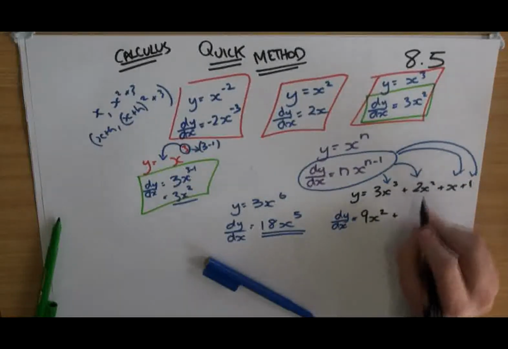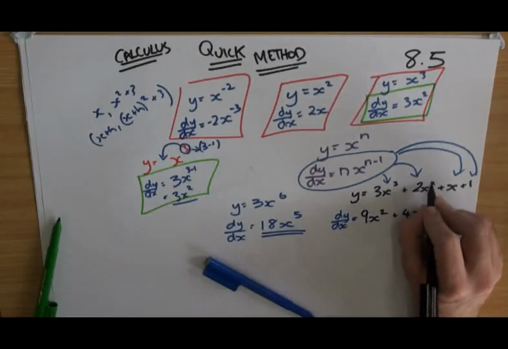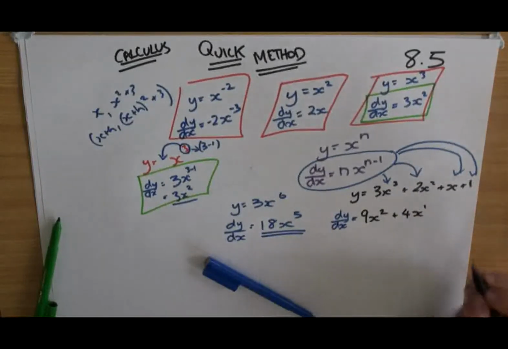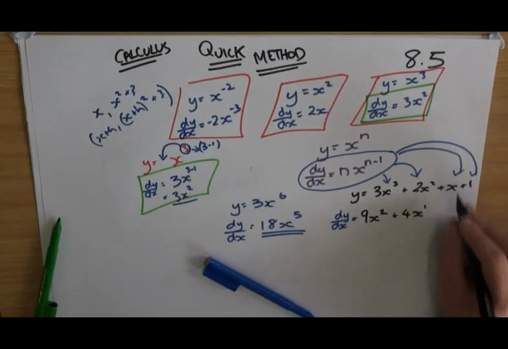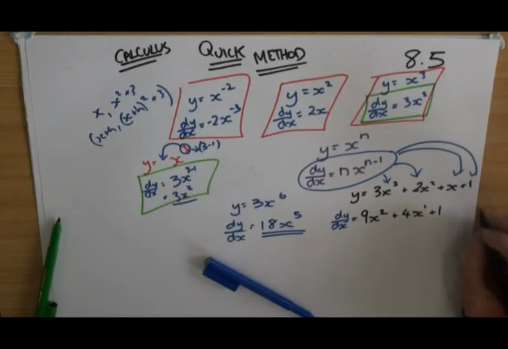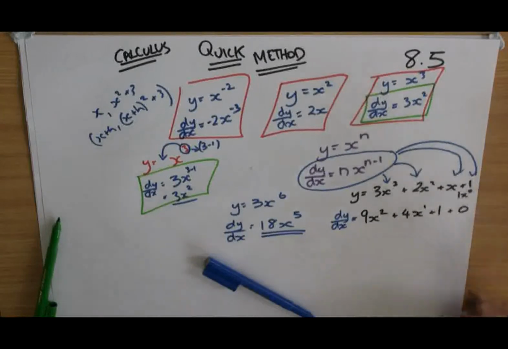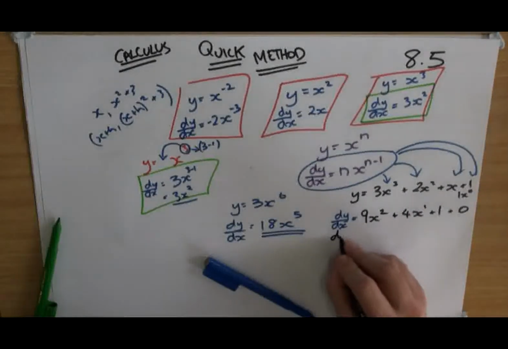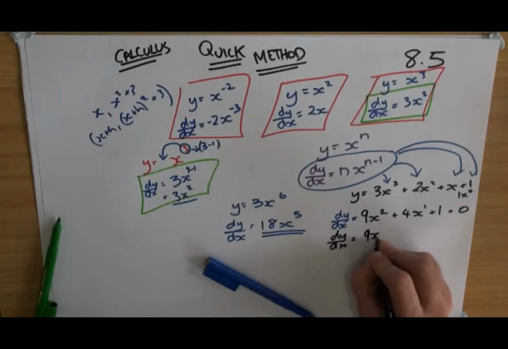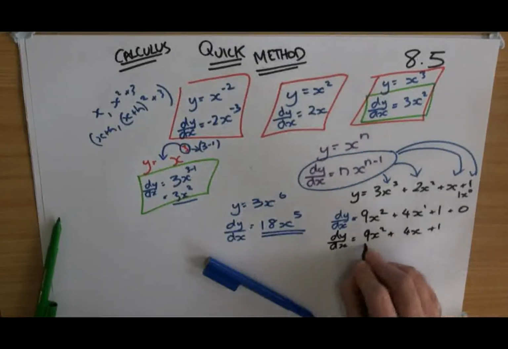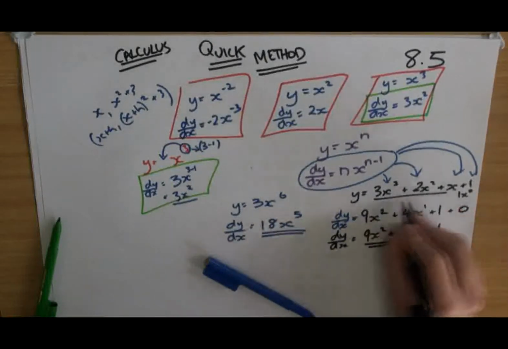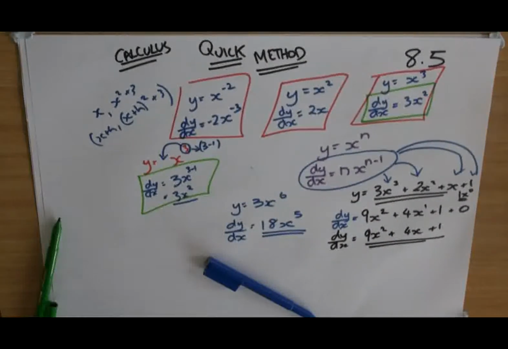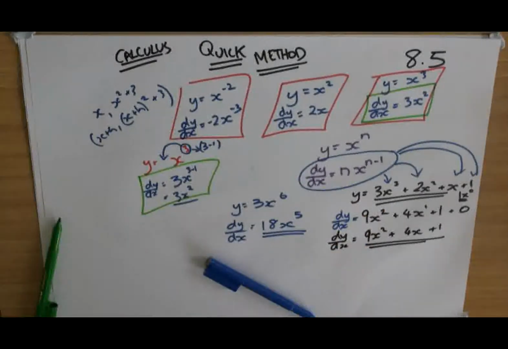Plus 2 comes down the front, multiplies by 2, becomes 4x, and 2 minus 1 is 1, to the 1, which is just basically nothing. For x to the power of 1, 1 comes down the front, and 1 minus 1 is 0, so x to the power of 0 is just 1. And this one here is kind of the same as 1x to the power of 0. The 0 comes down the front and just becomes 0. So dy dx will simply equal 9x squared plus 4x plus 1. That is the derivative of this. So we can use it if we have multiple terms.